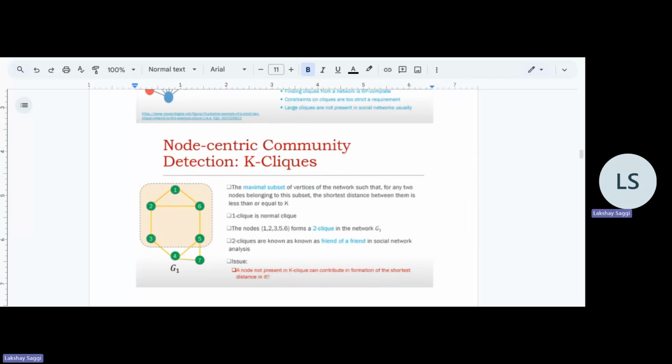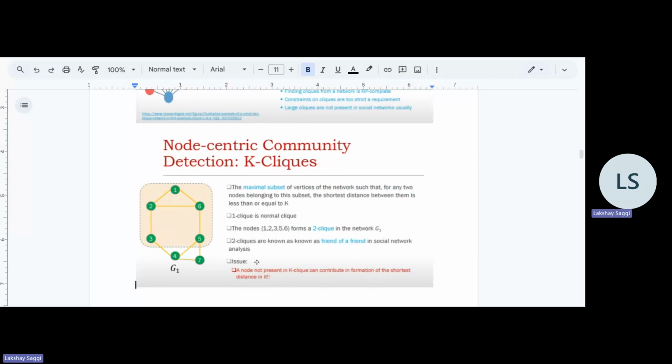For example, here, if you just look at this subset, then between vertices 3 and 5, the shortest path was actually from 3 to 4 and 4 to 5. But this 4 did not belong to our 2-click. So there can be vertices which lie on the shortest path but are not part of the click, and that's an issue for us. We would like things in a community to be self-contained rather than making use of nodes which are not part of the community.